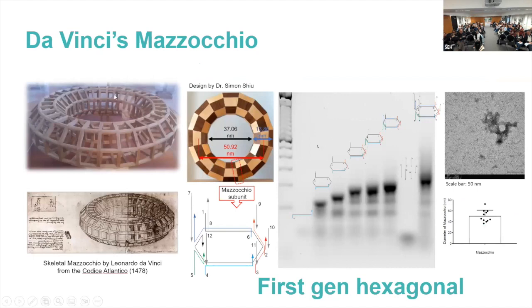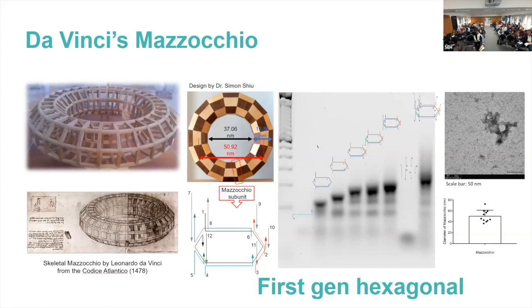And then I was visiting a museum in Venice, and I saw this structure called a mazzocchio, and it's something which Da Vinci had written on back in the 15th century, and it was represented a lot in artwork at that time. And I sent this to one of my colleagues in the lab, Dr. Simon Su, a picture of it, that's the actual photo which I took in the museum, and said, can we build this out of DNA?